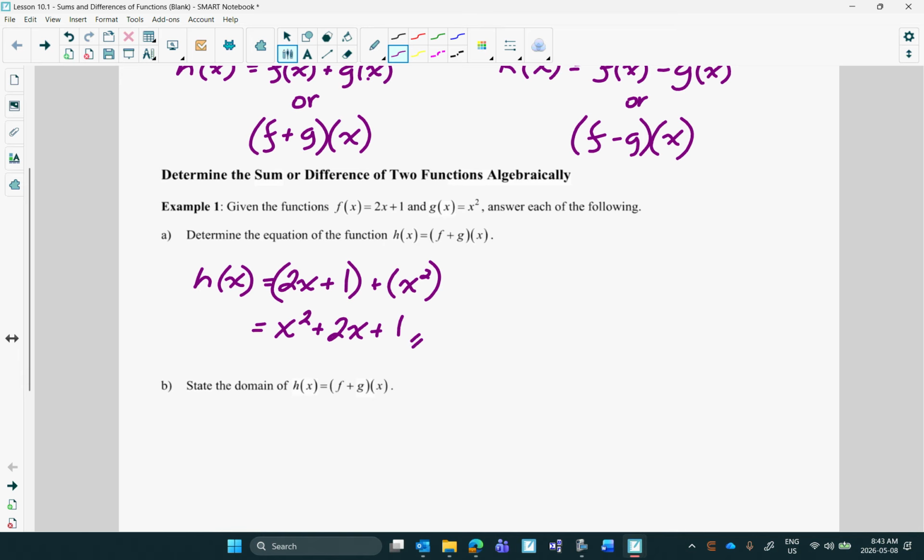Are you not gonna do the parentheses? We don't need to. Yeah. I mean, you could if you wanted to. It doesn't say solve.